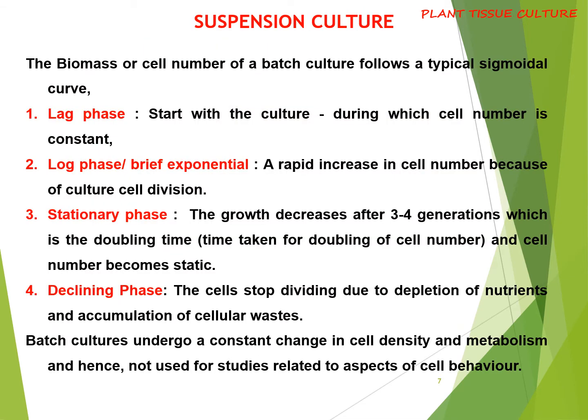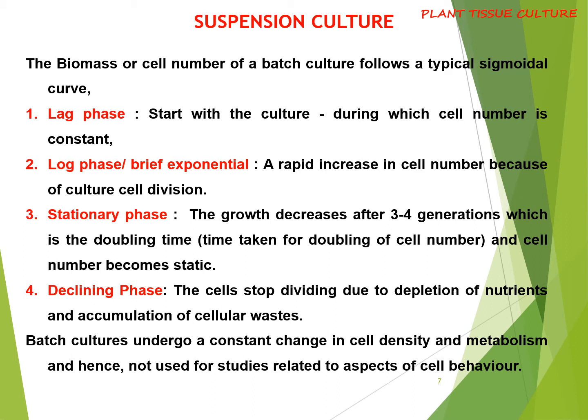After inoculation of cells into the suspension media, the cells first undergo the lag phase. Here, the cell number is constant. The cell tries to adjust itself to the new environment. This is followed by the exponential phase or the log phase. In this particular phase, the cells divide and multiply rapidly, utilizing the nutrients present in the suspension media.